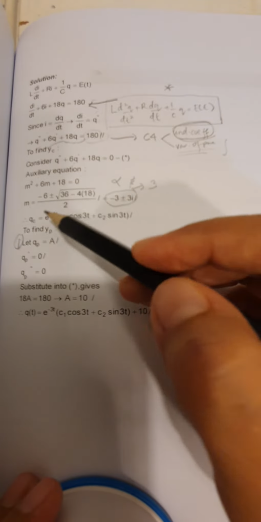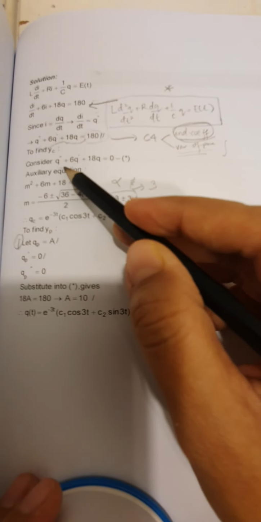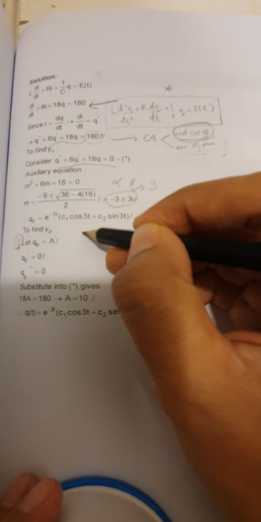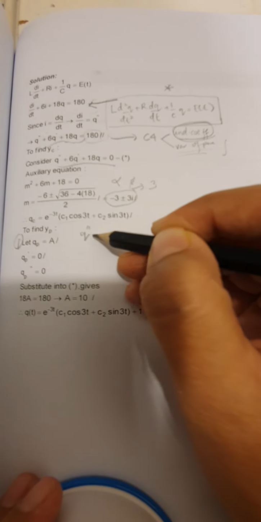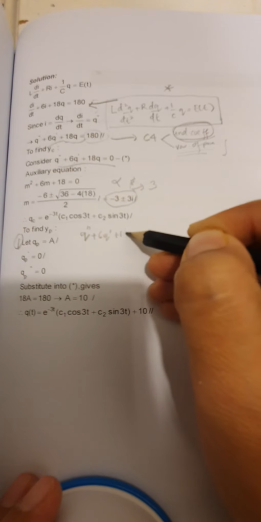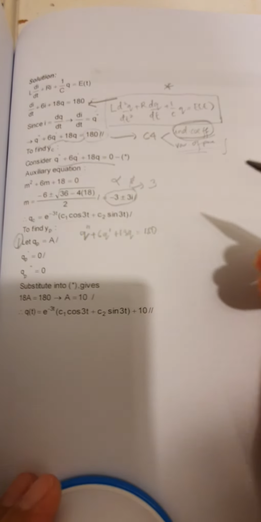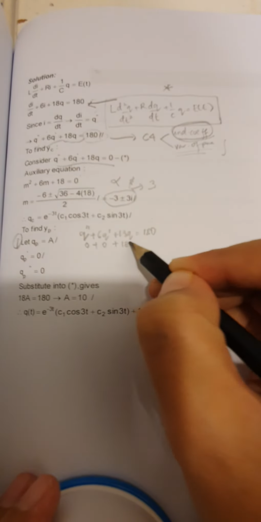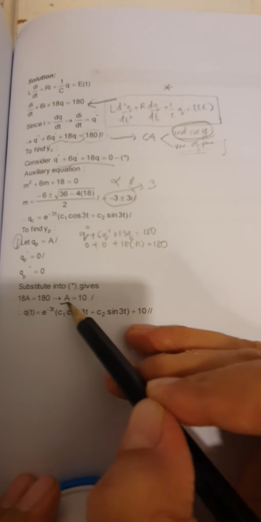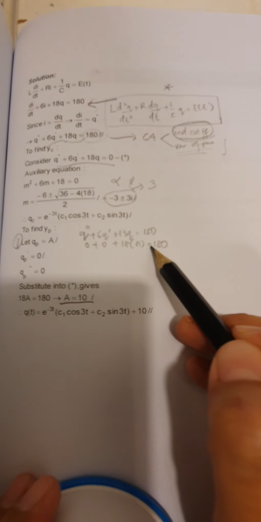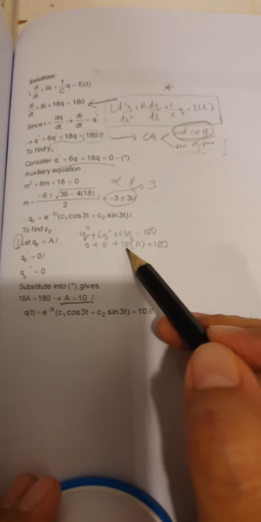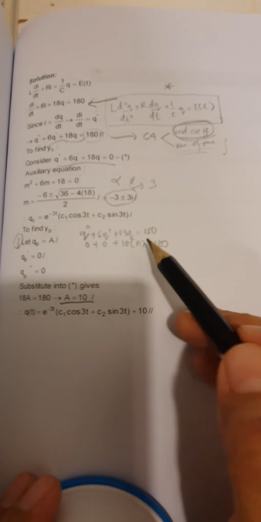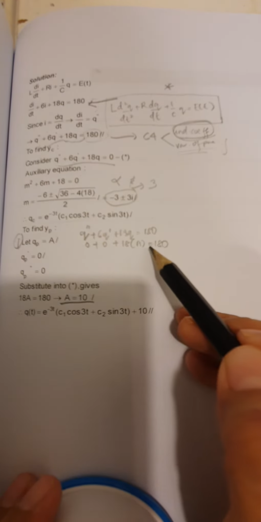So remember how we solve here. Once we have these, we substitute the values here. So you will get Q double prime plus 6Q prime plus 18Q equals to 180. So your Q double prime is 0, here is also 0, and here 18A equals to 180. That's why we get A equals to 10. We compare left with right. This one only has a constant, left constant, right constant. So we get 18A equals 180, so A equals to 10.